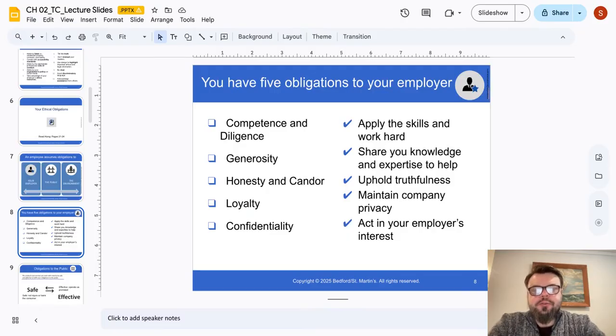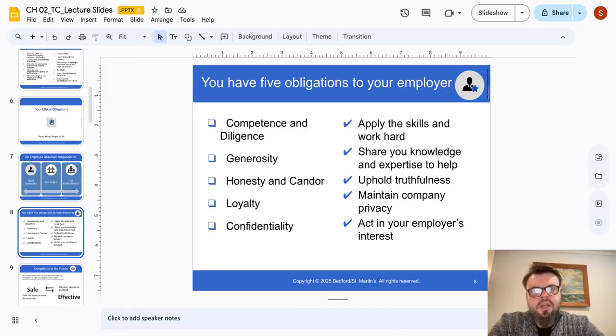The chapter identifies 5 key obligations you have to your employer. First is competence and diligence. You are ethically obligated to have the skills required for your job and to work honestly and consistently, not just appear busy. Cutting corners or misrepresenting work is an ethical failure. Second is generosity, which might sound unusual, but it means sharing knowledge appropriately. Helping coworkers, responding carefully to questions, and contributing expertise supports both ethical culture and organizational success.